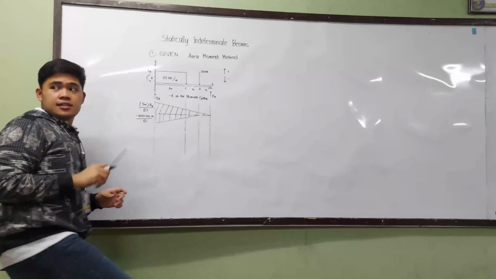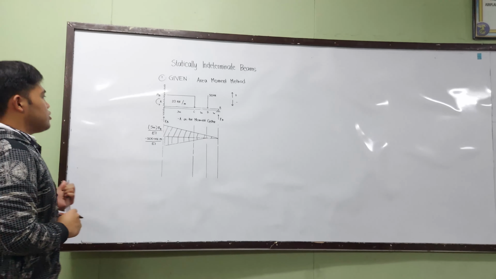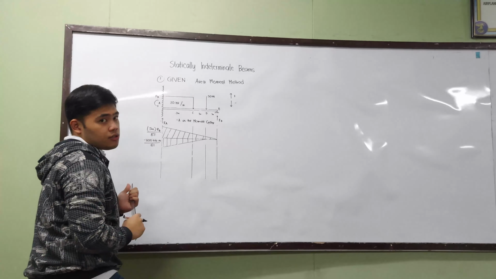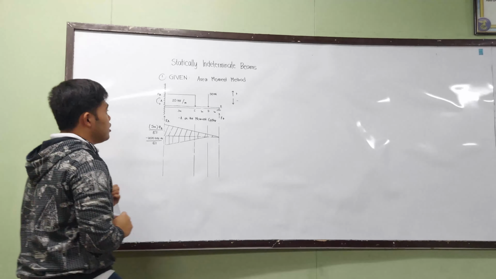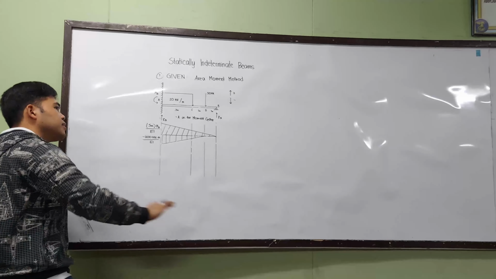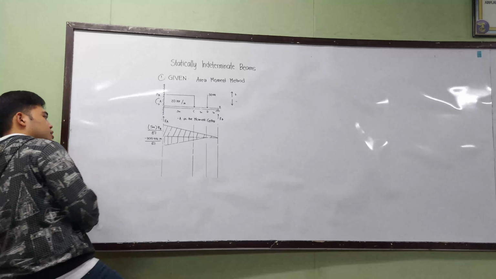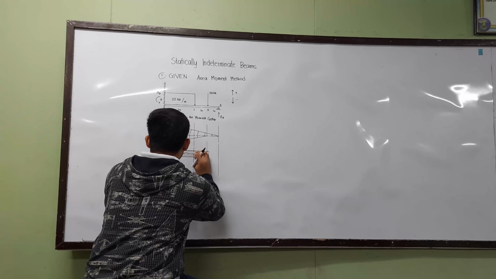Okay, now let's go on our point C. So point C now is also pointing downwards. So since it is a uniformly distributed load, we'll be using a parabolic one. And since it's going downwards, it's also going downwards. Parabolic.